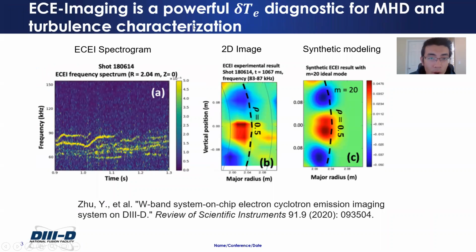ECEI is a powerful 2D electron temperature fluctuation measurement diagnostic, so it can measure MHD and turbulence. In this case, I show an MHD case. We have an alpha angle mode. This is the spectrogram, this is a 2D image of the alpha angle mode, and this is the synthetic image of the alpha angle mode. So basically, we hope that we can build a module that can process the raw ECEI data and get to this image and image analysis.